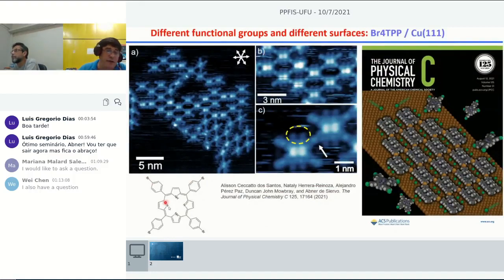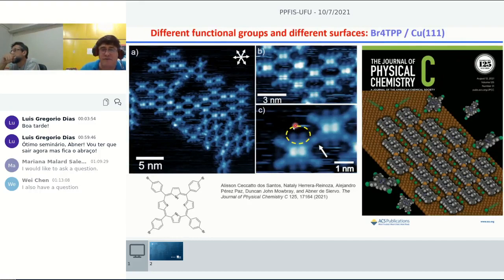Now we put bromine here, and on copper we could see the formation of this more triangular structure that's also bound to four atoms here. We could see this organometallic formation of the structure here. Yeah? We split away the bromine.